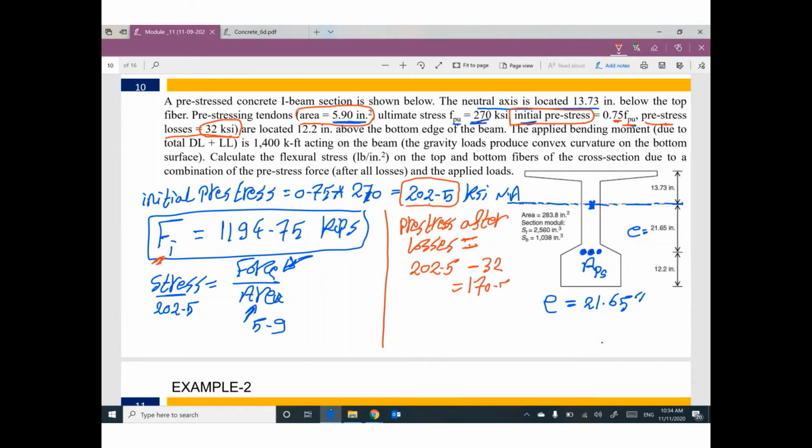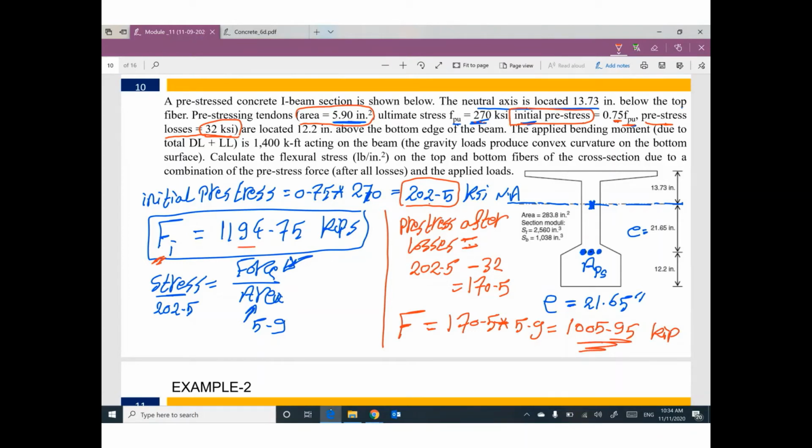So what is the value of F after considering all of these losses? It will be 170.5 times the area of tendons, which is 5.9. So I can figure out the final pre-stress force, 1005.95 kip.